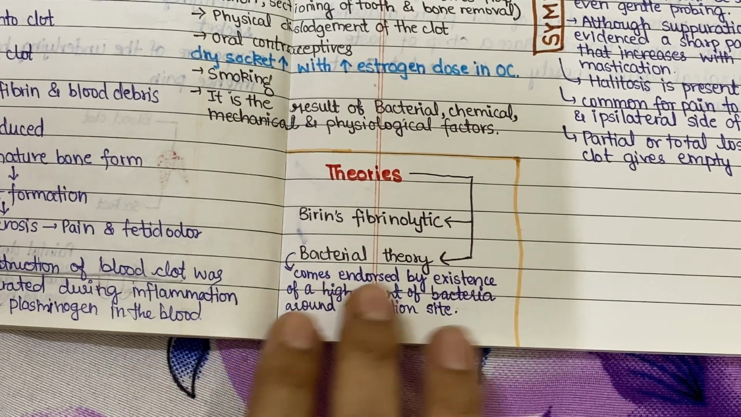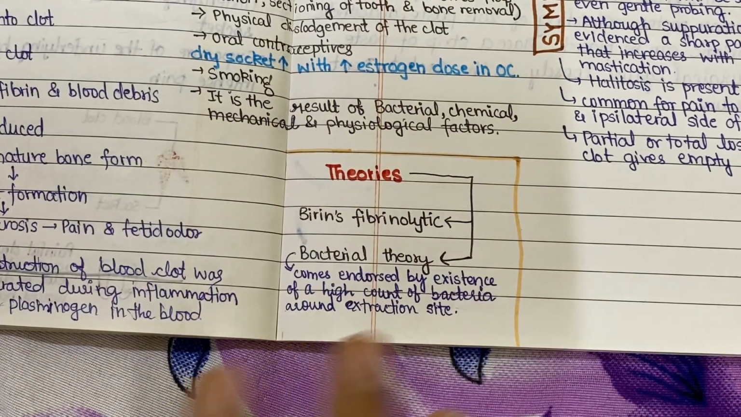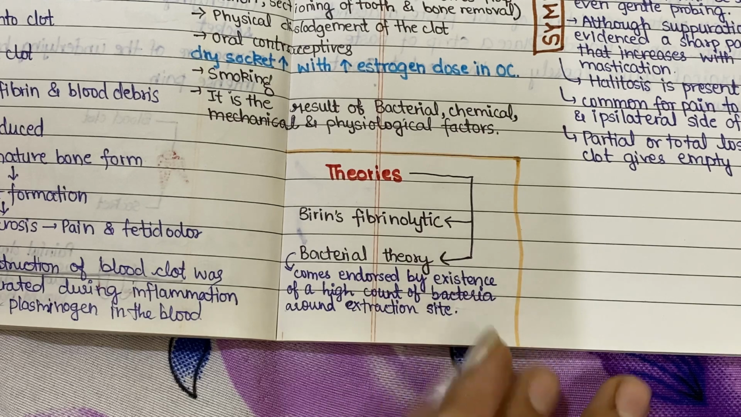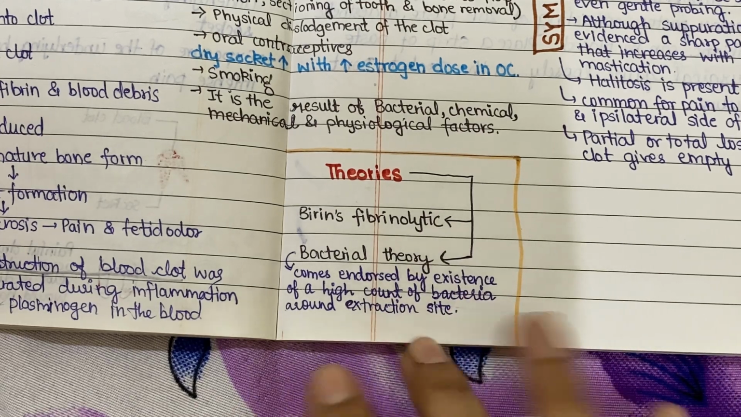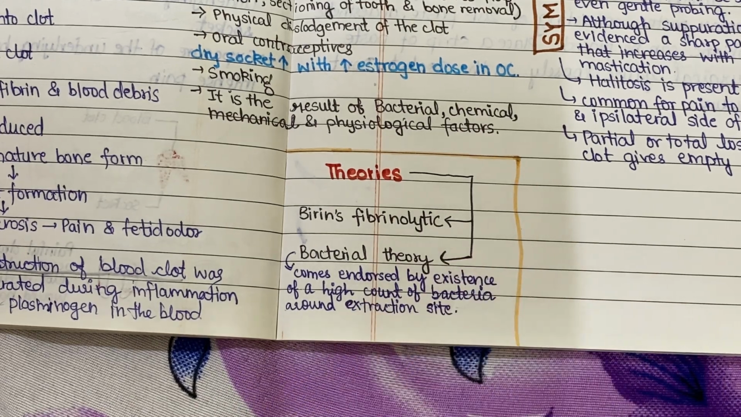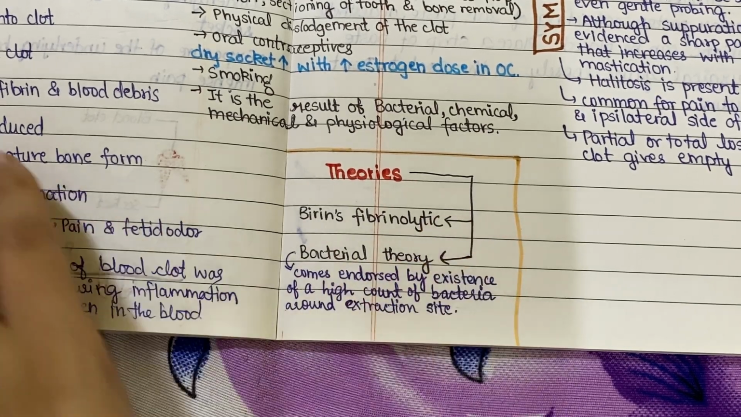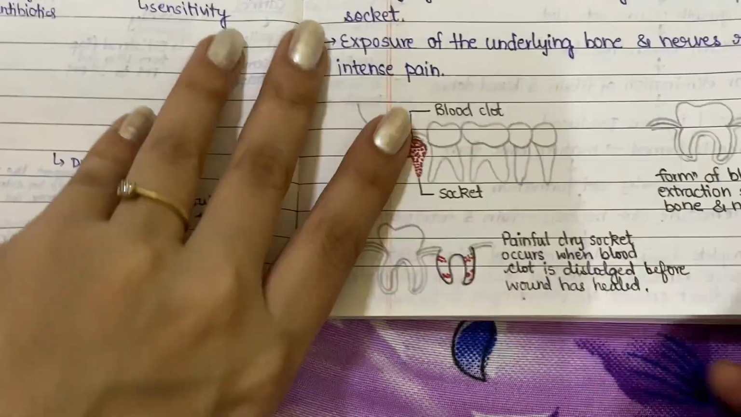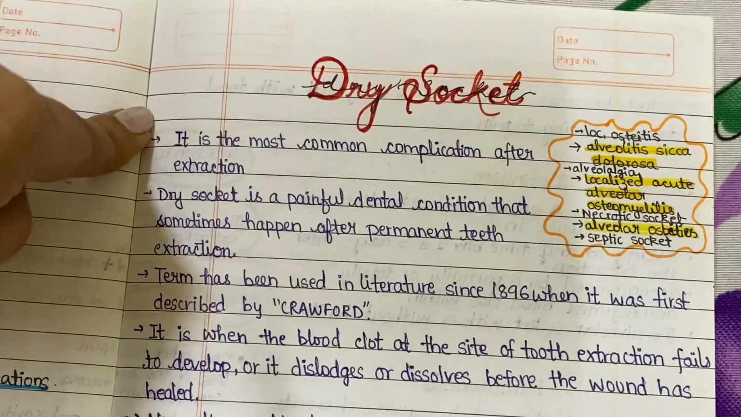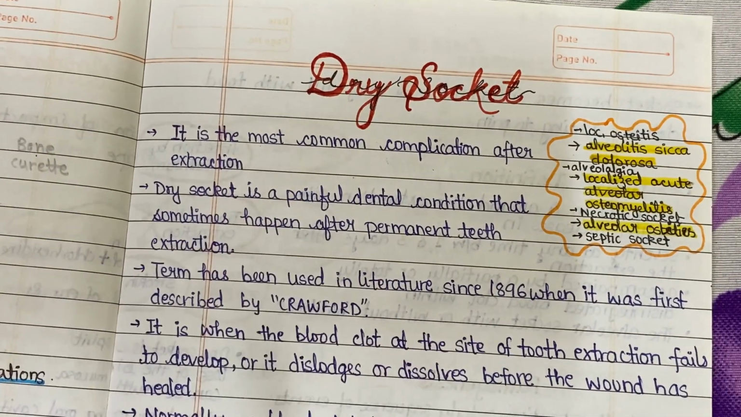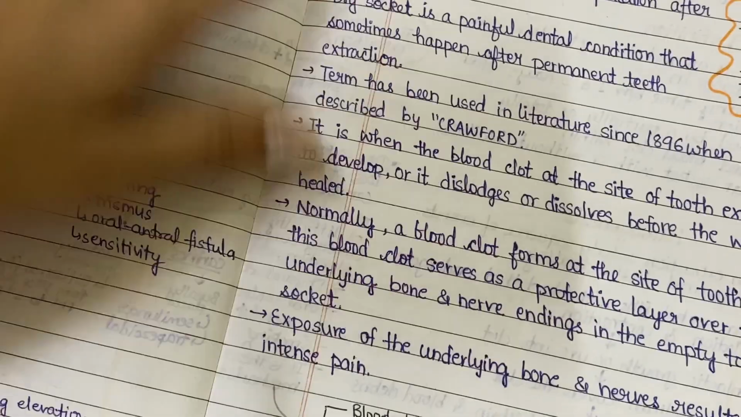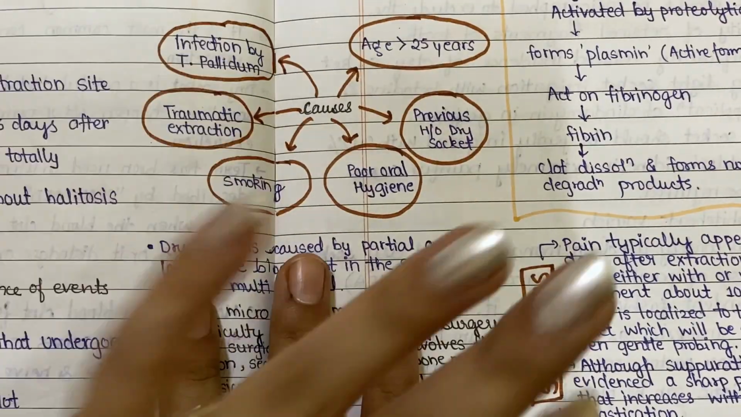So the partial or complete lysis and destruction of the blood clot was caused by the tissue kinase, which was liberated during the inflammation. Basically, if your tooth socket is inflamed, this inflammation releases this tissue kinase, and because of that, there is partial or complete lysis and destruction of the blood clot. Now, there are two theories which were given. The first one is Bean's fibrinolytic theory, and the next one is the bacterial theory.